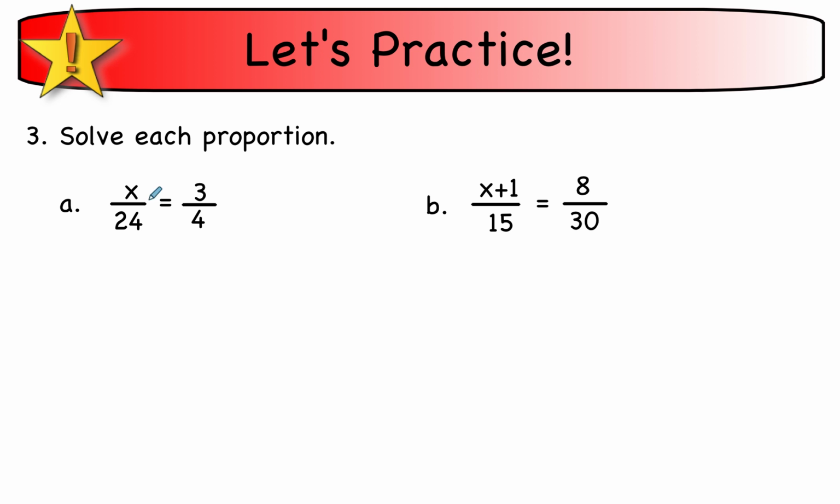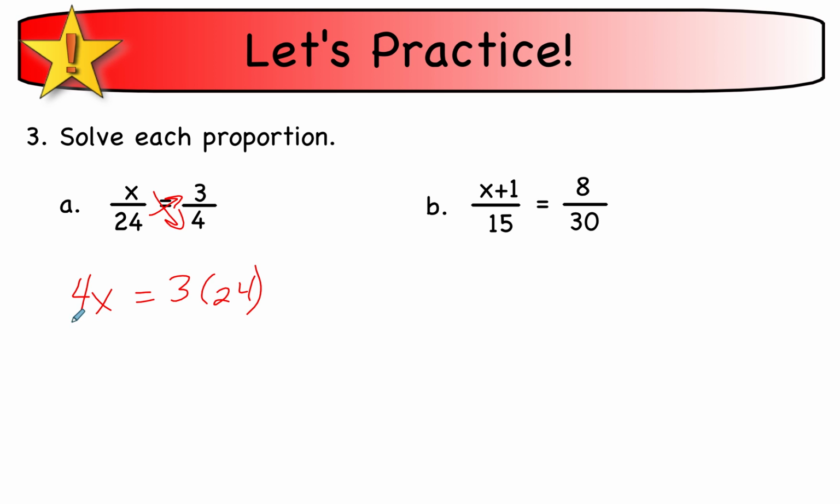Here we go. We're going to use the cross products property. We're going to say 4 times x is equal to, so we're multiplying these two together, setting them equal to these two, is 3 times 24. Now, you might want to just write those the way I've written it rather than multiply them and getting a bigger number, and you'll see why in just a second.